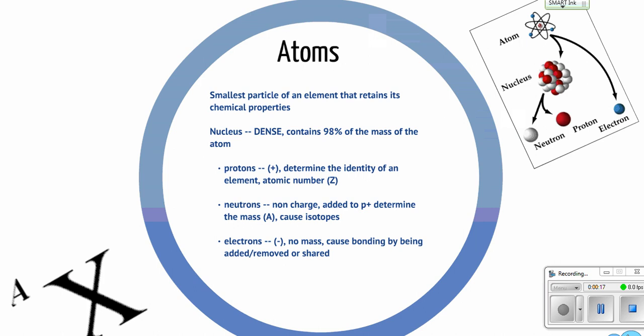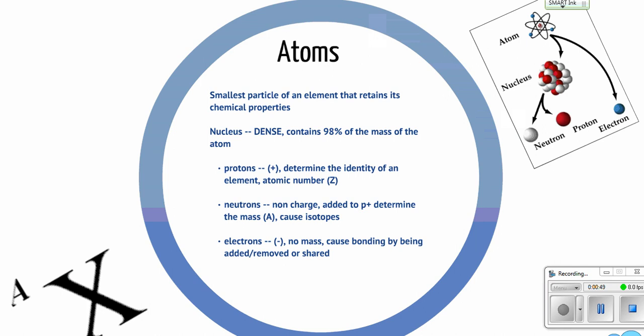Now there are things that make up an atom. An atom is composed of a nucleus and an electron cloud. The nucleus is extraordinarily dense and contains well more than 98% of the mass of the atom. It contains protons, which are positively charged, and those determine the identity of the atom, or the atomic number. And we give this the letter Z.